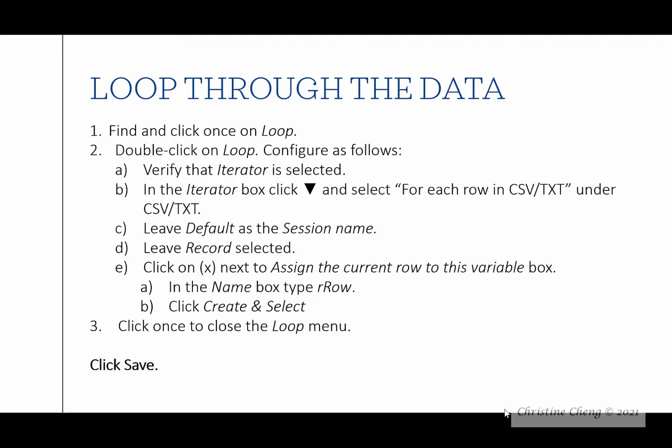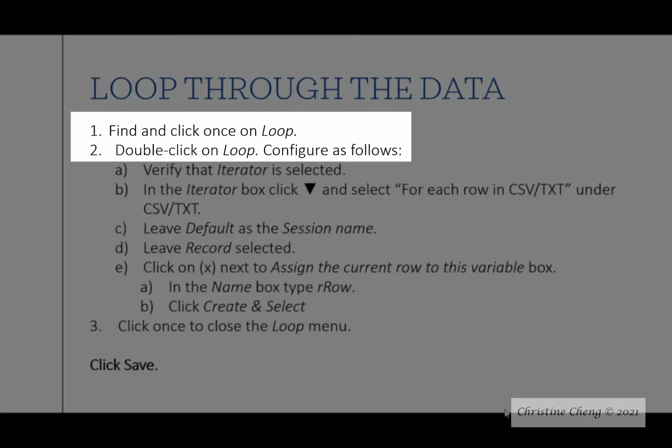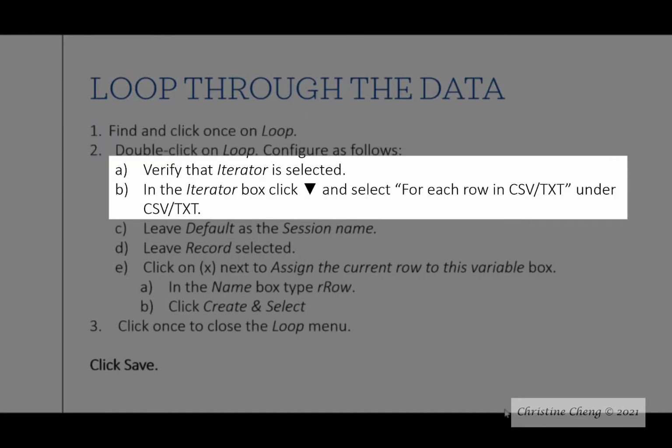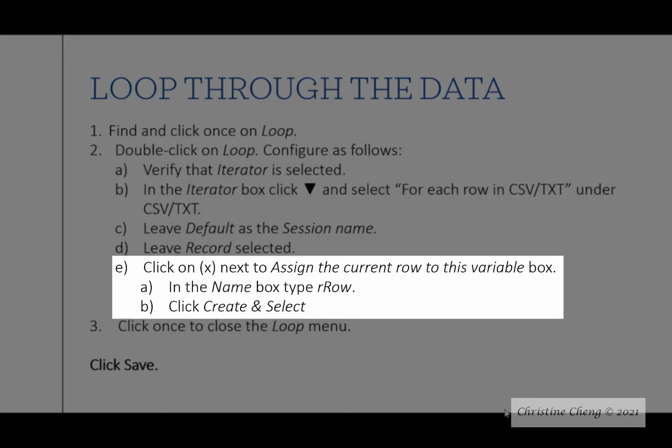To tell the bot to loop through the data, we're going to complete these steps. We're going to have to configure the loop action to iterate through the CSV file one row at a time. As it's doing this, we're going to have the bot assigning the current row to a row variable that we will create while we're configuring our action.